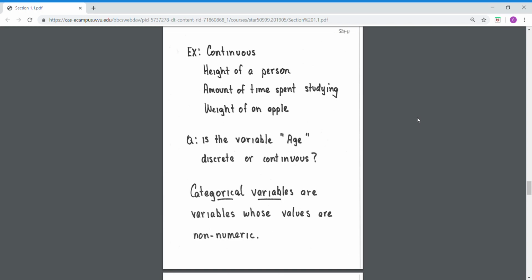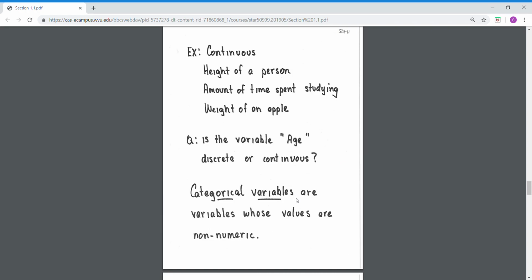Question: is the variable age discrete or continuous? Well, to be honest, it depends. Usually it's treated as continuous, but depending on how it is used in a sample, it could possibly be discrete, or even if we break it down into categories of, say, young, adult, and old, we could make it into a categorical variable.